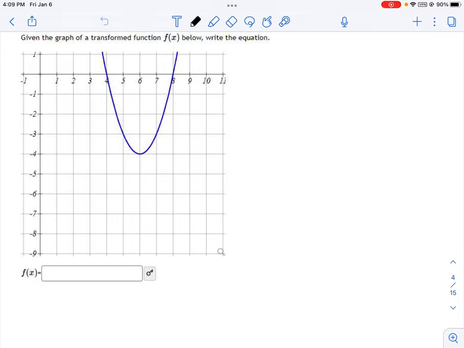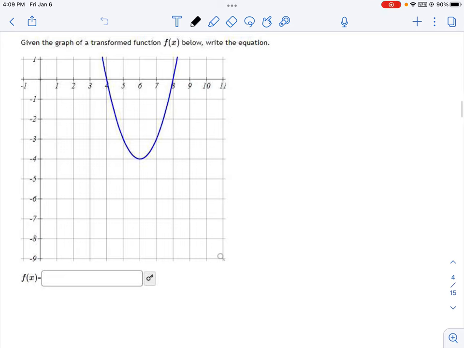Hello and welcome. So today we're given a graph and we want to write what the equation is that created that graph. So first off, you need to look at the graph and say, okay, what is the parent function? What shape is this graph? Remember, you have three of them. You have the U shape, you have the V, and you have the half seagull.